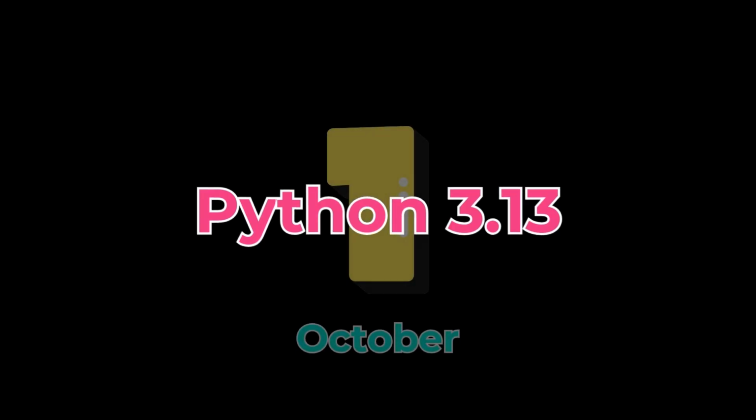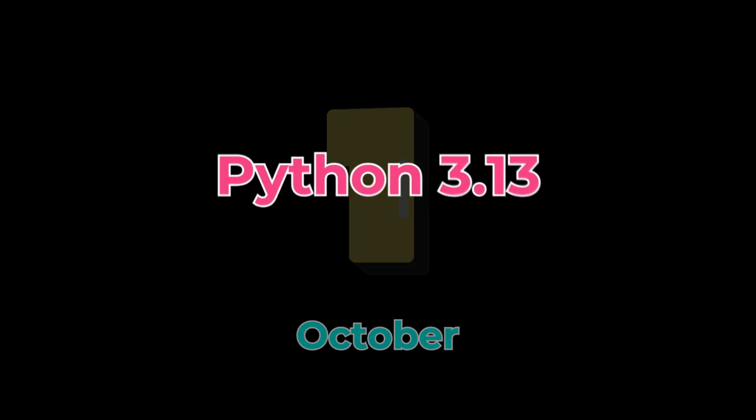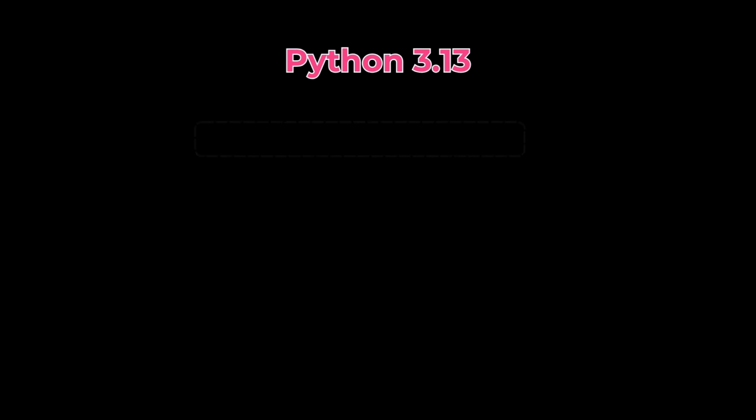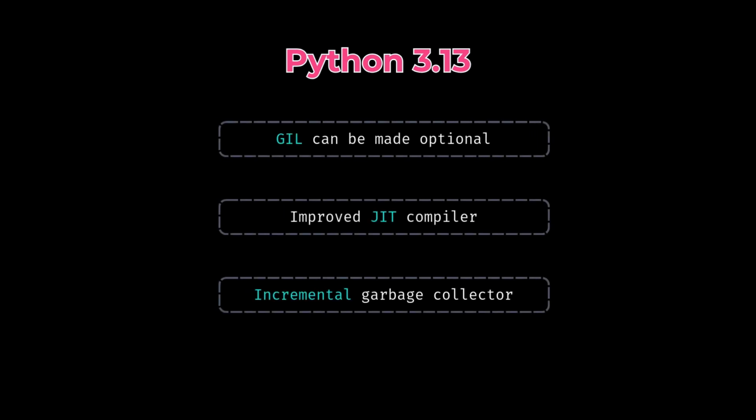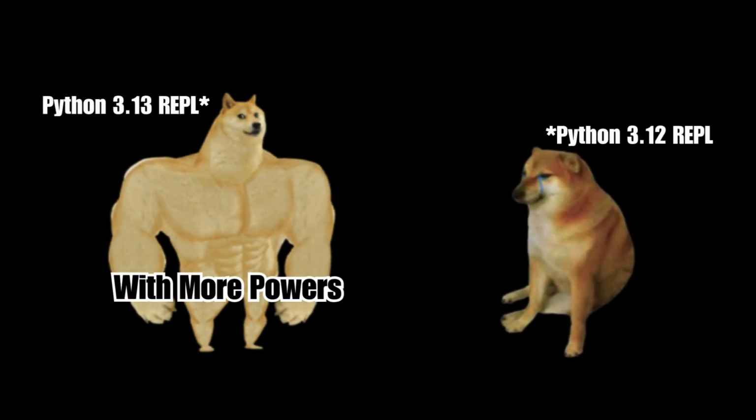The official release of Python 3.13 is scheduled for the 1st of October. It brings major changes such as GIL can be made optional, improved JIT compiler, incremental garbage collector, and many more. But among all, Python has improved their boring REPL by adding features that increase productivity and user experience.